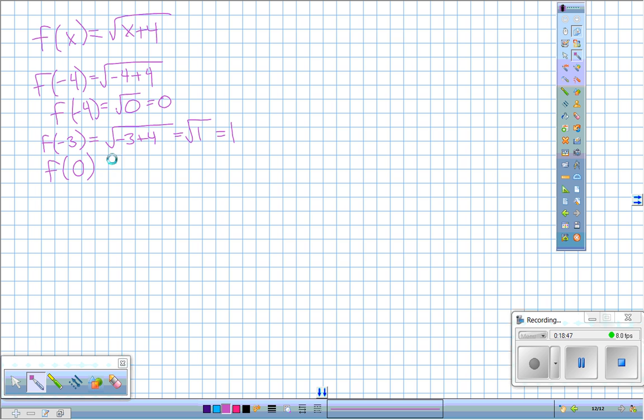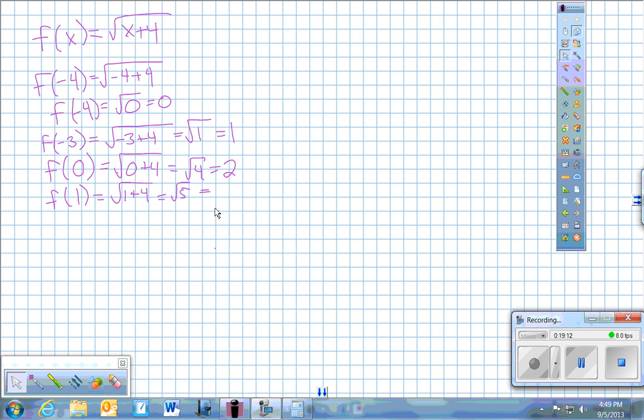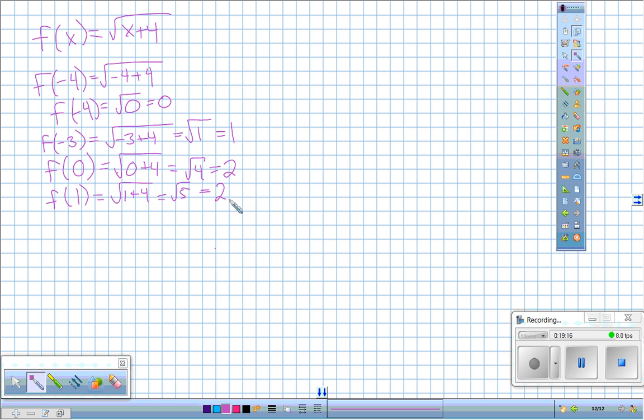0 is always a nice one to plug in, or hopefully always a nice one to plug in. I can't promise. 0 plus 4. The square root of 0 plus 4 is the square root of 4, which is 2. Okay, f of 1. Square root of 1 plus 4, that's the square root of 5. And I will go ahead and estimate that. So the square root of 5 is about 2.23, if I can get my pen.